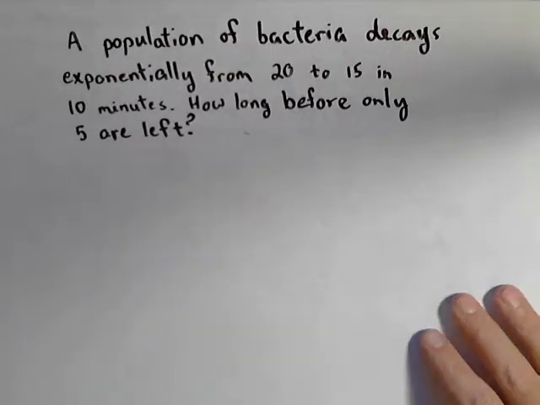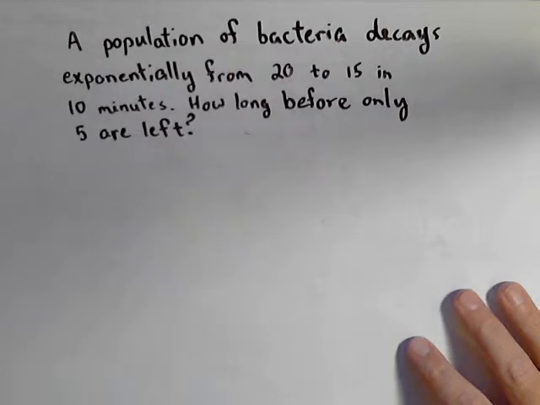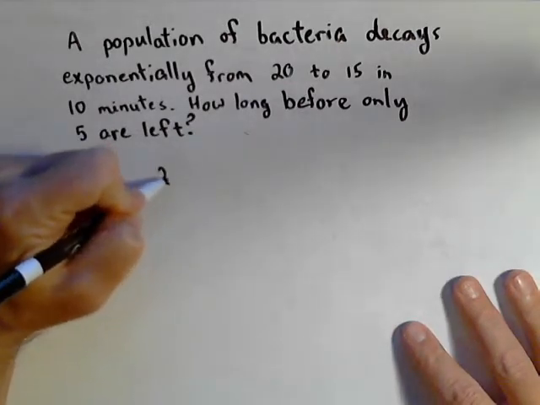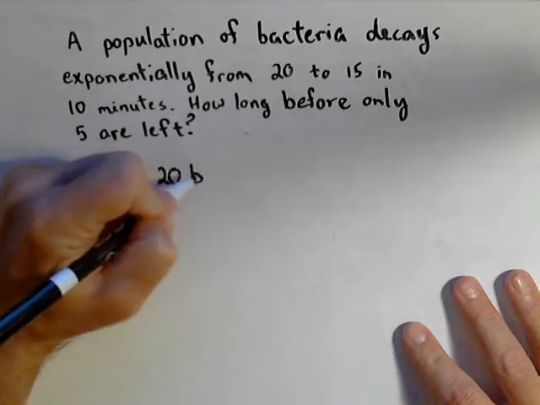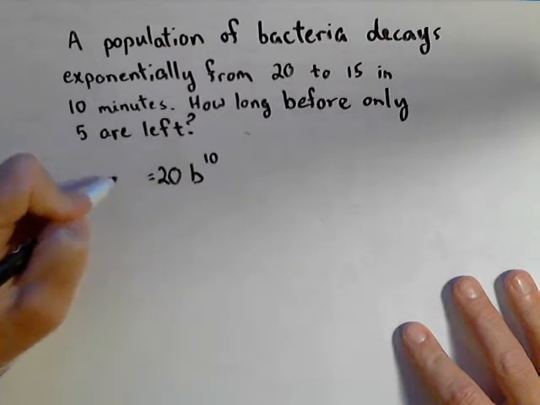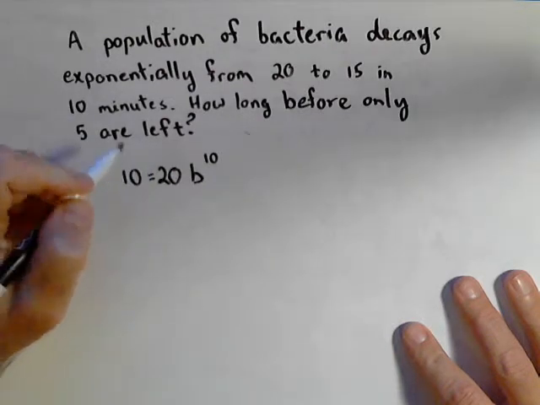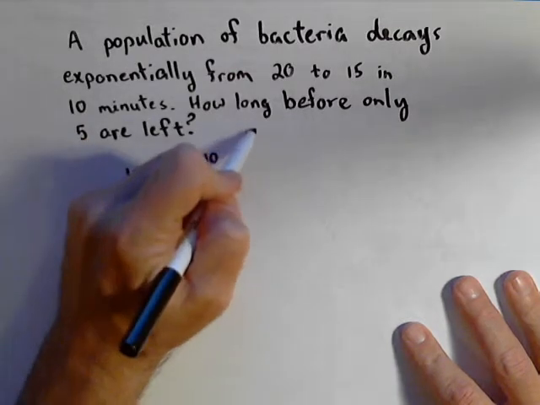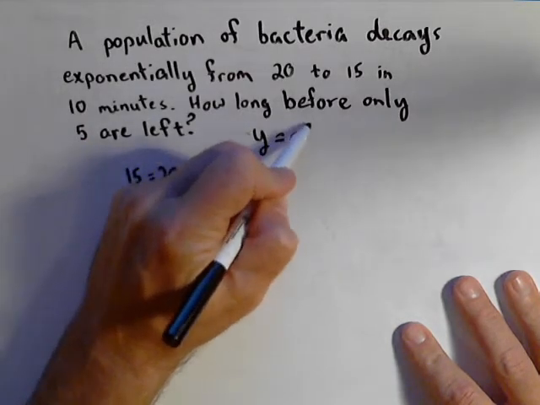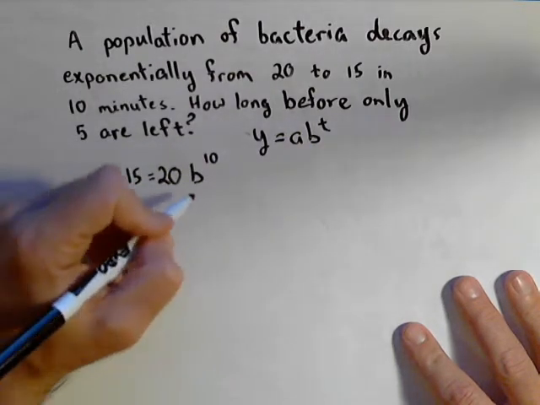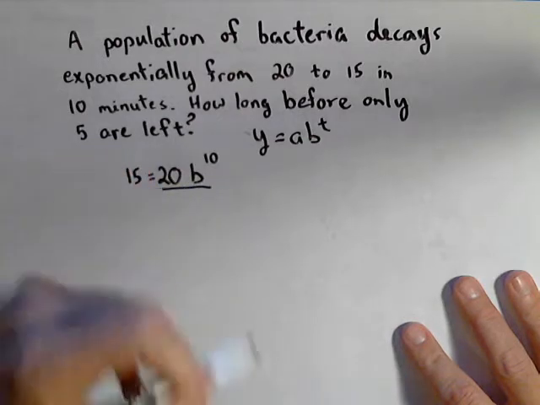Many different approaches to this problem. The biggest thing is we need to build a model, some kind of model to work off of. So I know that if I start off at 20, and I'm going to call B the base, after 10 minutes it's going to have decayed down to 15. For this one, I'm using the model y equals AB to the t. We can use the other model, AE to the kt.